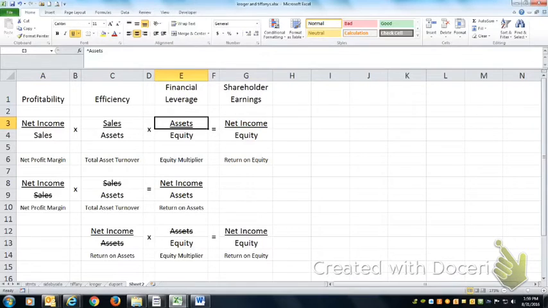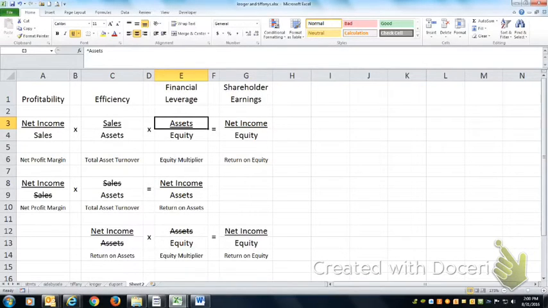Now, profitability is how much you make per dollar of sales. For efficiency, the total asset turnover measures how many dollars of sales you generated per dollar of assets. The more sales you can generate with the same dollars of assets, the more efficient you are. And then the last one, financial leverage, that's assets per dollar of equity. Now, assets are funded with debt and equity, or total liabilities and equity. So this measures relatively how much of the assets were funded with equity.